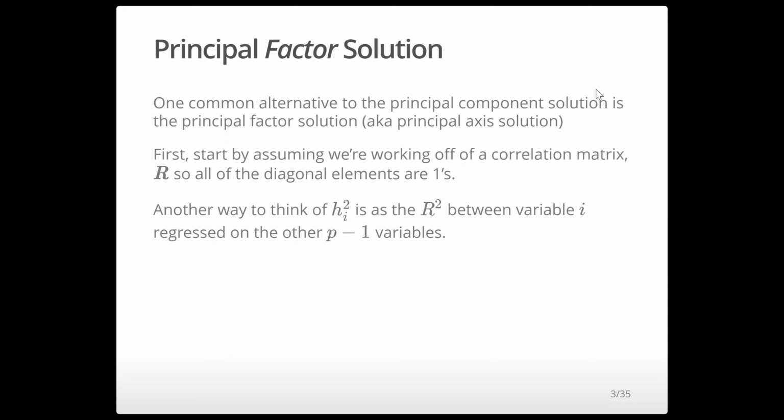Another way to think of this is that we're trying to get at these h-squared values, which are our communalities. And just as a reminder, which I mentioned in the last set of slides, we could think of these as the r-squared between variable i regressed on the other p-1 variables. And so we're trying to estimate this h-squared from the correlation matrix as the communality component of the ones on the diagonal of the correlation matrix.